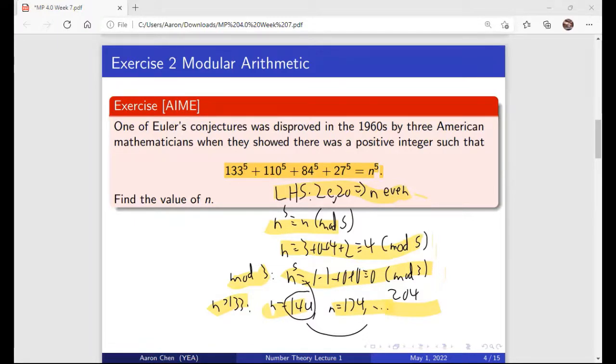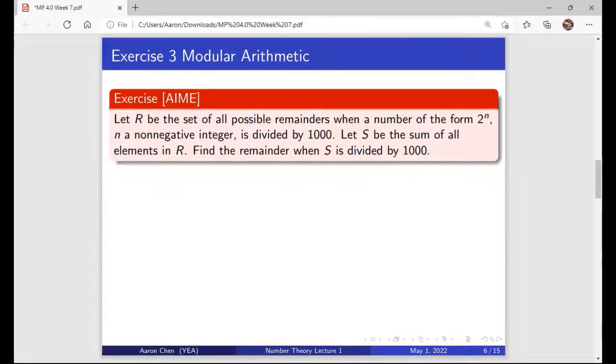So yeah, does anyone have any questions for this problem? Okay, well, if not, let's move on to number 3. And so once again, this problem is modular arithmetic. Okay, so I'll start going over this problem now.